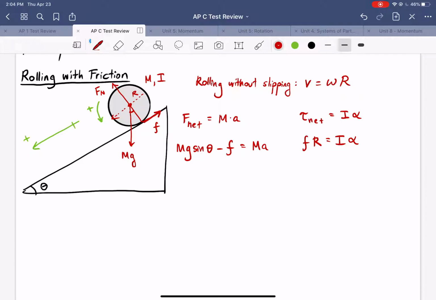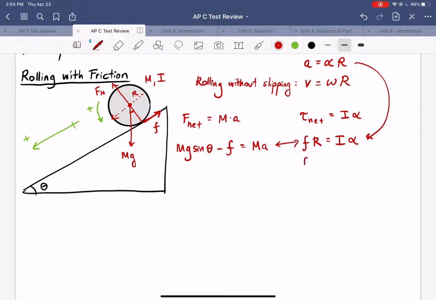They're not constant. So we can take the derivative of this equation with respect to time. The derivative of velocity with respect to time is acceleration, and the derivative of omega with respect to time is the angular acceleration. So that equation there is going to allow us to couple these two equations together.